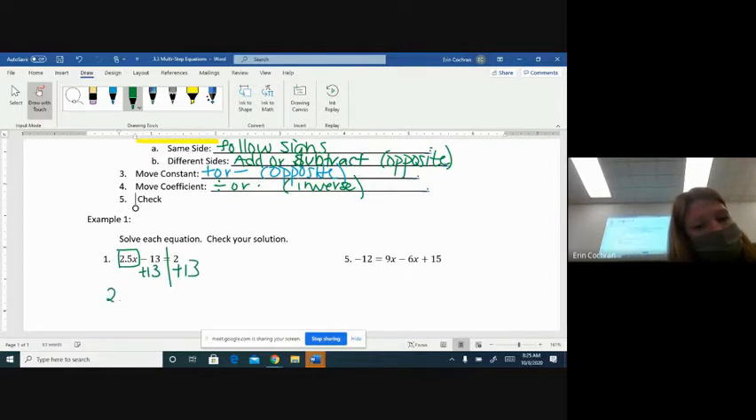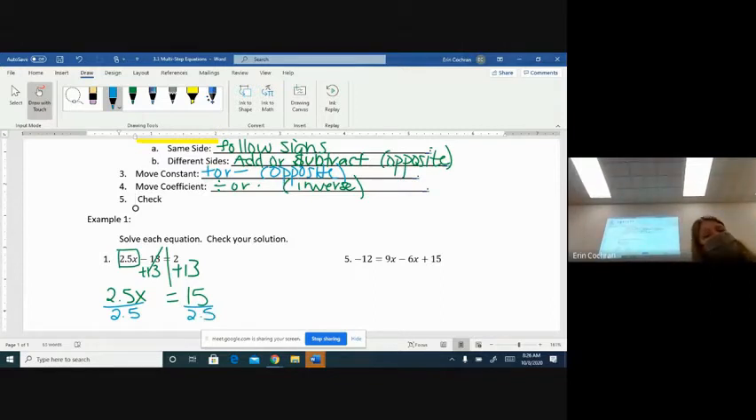So then I'm going to be left with 2.5x because negative 13 plus 13 is 0. And then what's 2 plus 13? 15. All right. Now, we have the 2.5 as a coefficient. So how do I get rid of that coefficient? Divide it. So 2.5 divided by 2.5 is? It's 1, or 1x, right?